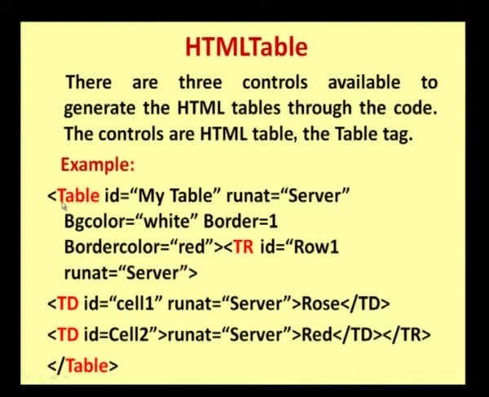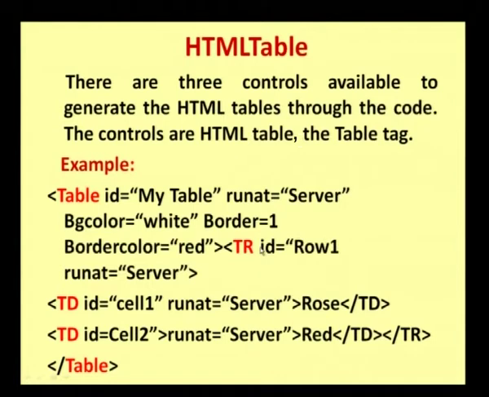So let us see the syntax: table id equal to mytable, the table name, and the attributes for the table are id, bgcolor, bordercolor. So id equal to mytable is the table name, bgcolor is the background color of the table, which is white, and the border color is red, and it should be executed on the server. The same for every control, we should give runat equal to server to differentiate it, and tr specifies the row to be inserted inside the table.